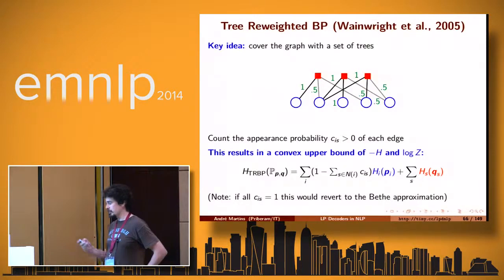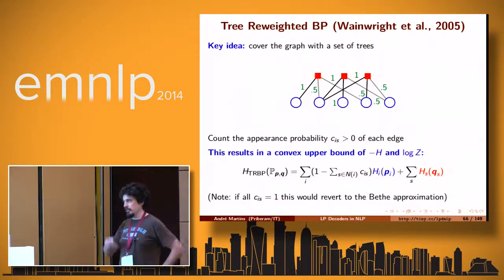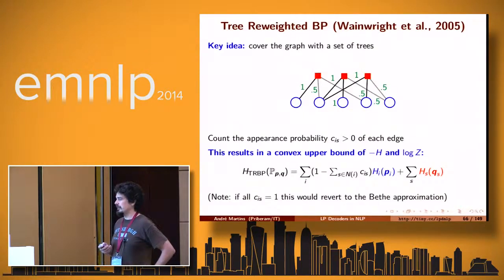So this approximation addresses two of the limitations of BP, which was the existence of local minima caused by the fact that the entropy approximation was not concave, and the fact that you didn't have either a lower bound or upper bound. So with this, you can actually build upper bounds, which are convex.